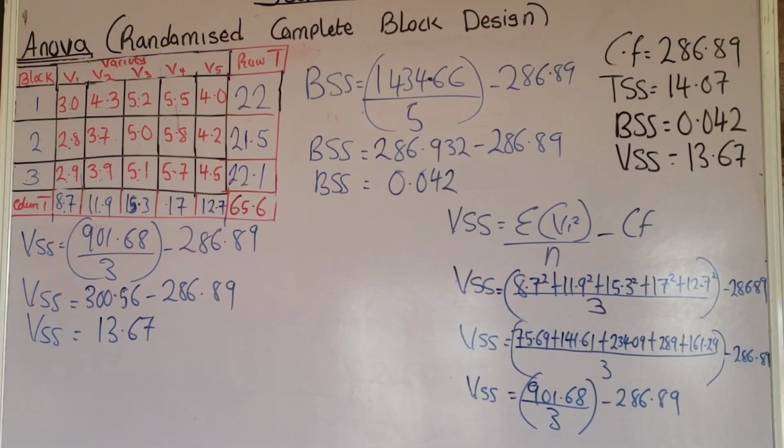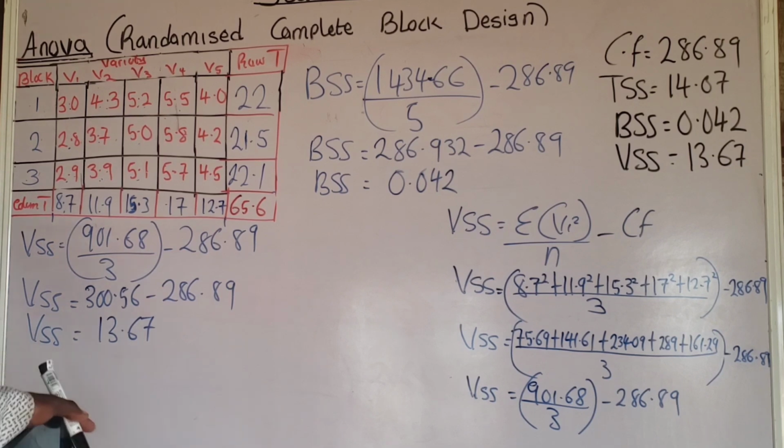Now, let's proceed to calculate the last but not the least. That is the error sum of squared. You understand? The error sum of squared. To calculate the error sum of squared, we just have to take the difference between the total sum of squared and the sum of the square of both block and variety. You understand? That difference will give us the error sum of squared. Maybe let me just write it out, okay?